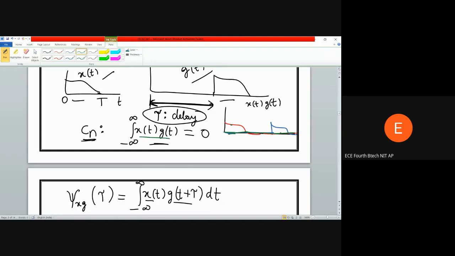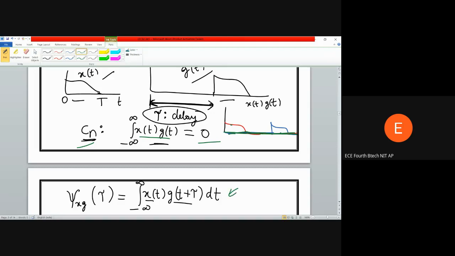Now, after calculating the product, you are supposed to calculate the area under the curve. Because this green curve is very flat, the integral from minus infinity to plus infinity will be 0 only. So that is the reason why you are going to have the correlation coefficient Cn equal to 0. Now, what this equation says is fine.